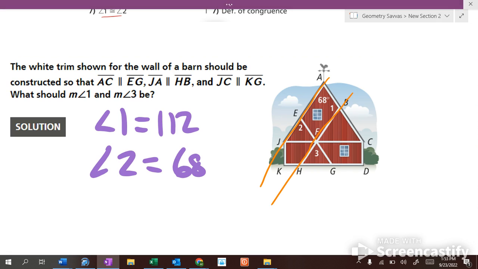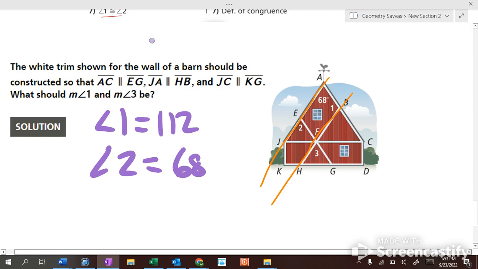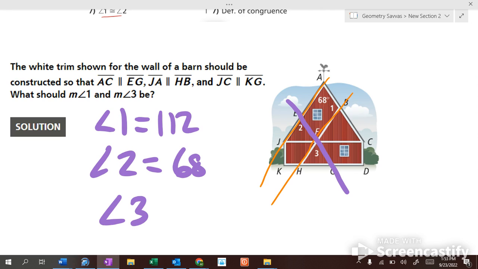Now, erase those. So now the parallel lines between 2 and 3 are this one and this one. And that transversal will be this one. So angle 3, how big is that? Well, 2 is right here, 3 is right here. They're in the same what position? Corresponding. Corresponding angles are supplementary or congruent? Congruent. So angle 3 is 68.